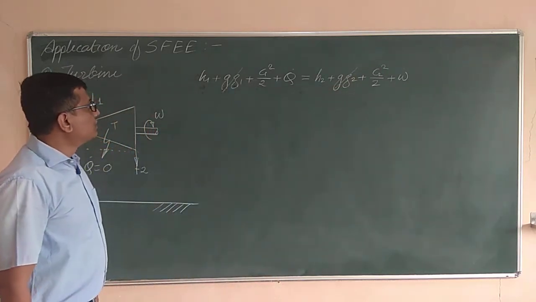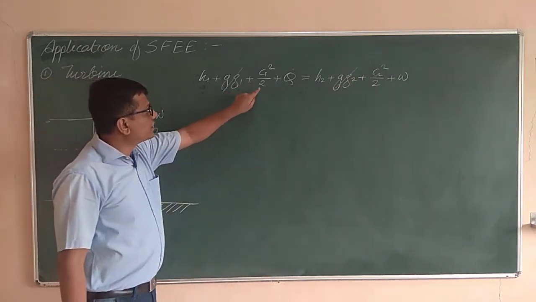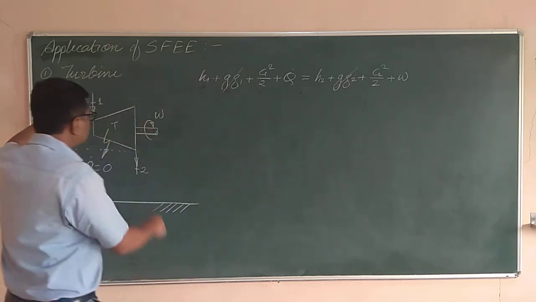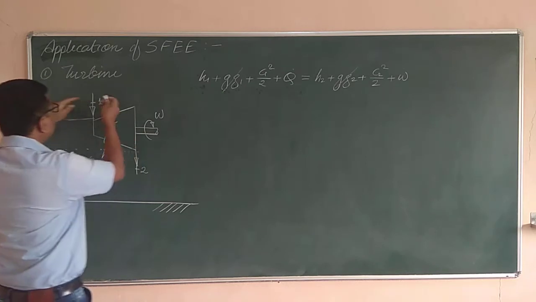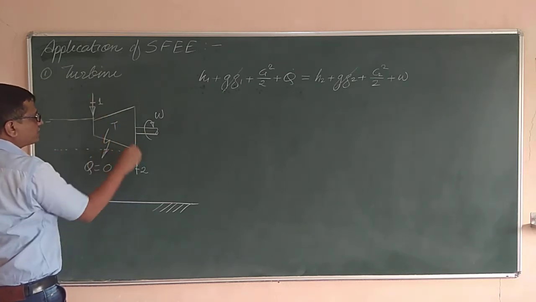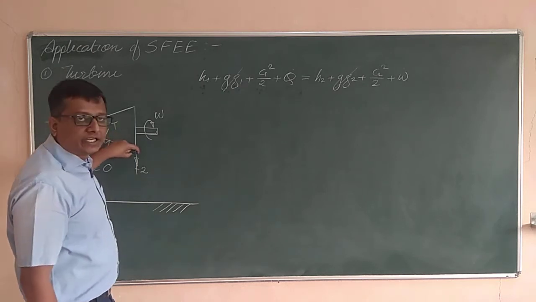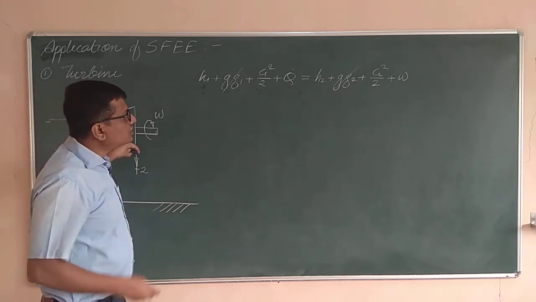Next, C1 square by 2 is the kinetic energy per unit mass at section 1, and C2 square by 2 at section 2. The flow rate across section 1 and section 2 is the same, and if the diameters of the pipes at inlet and outlet are the same, then the velocities will also be the same.